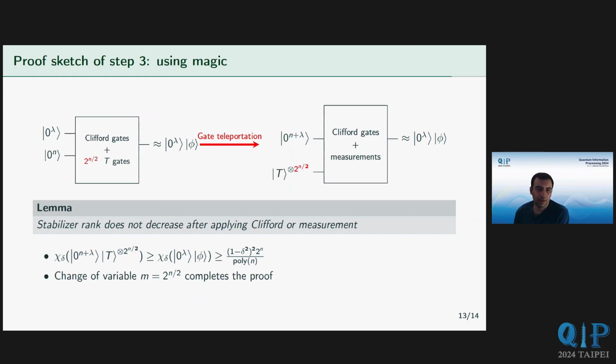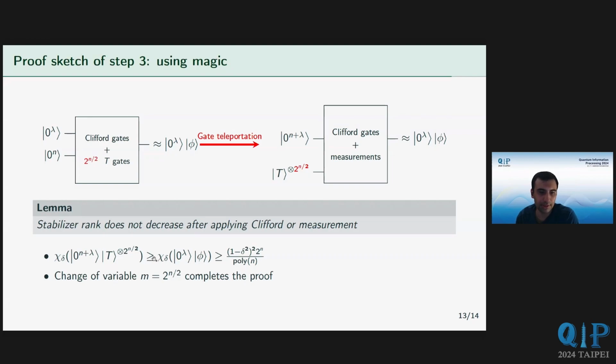And in the last step, we take this circuit from the previous step, and we do the gate teleportation to replace each T-gate with Clifford and measurement, and we have some ancilla qubits that are in this magic state. And we could prove a lemma that the stabilizer rank of the output is less than the stabilizer rank of the input. And to prove that, it's important that this magic state is balanced. The probability of getting 0 and 1 when you measure T in the computational basis are equal.